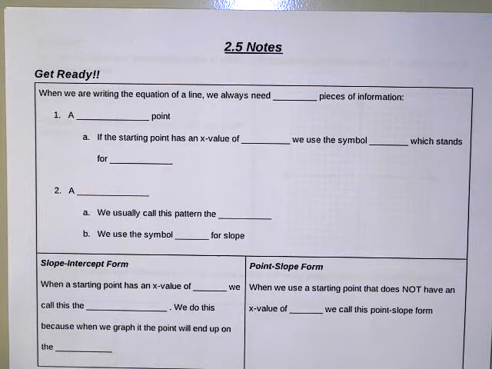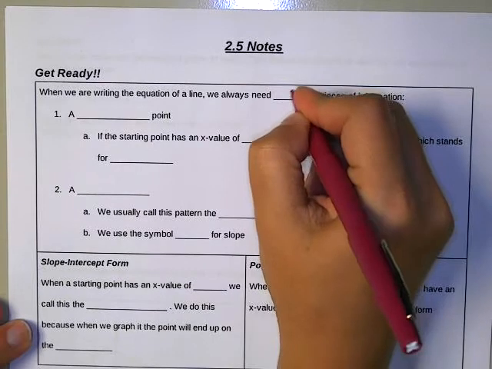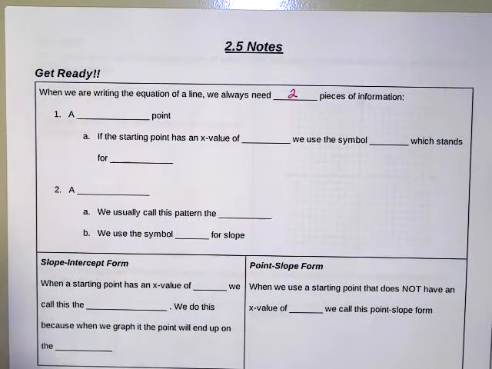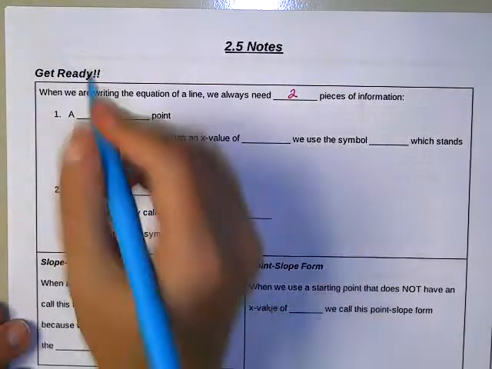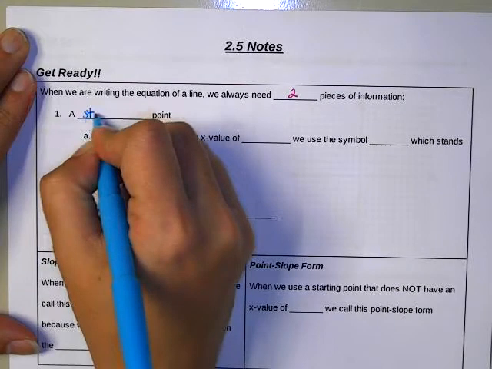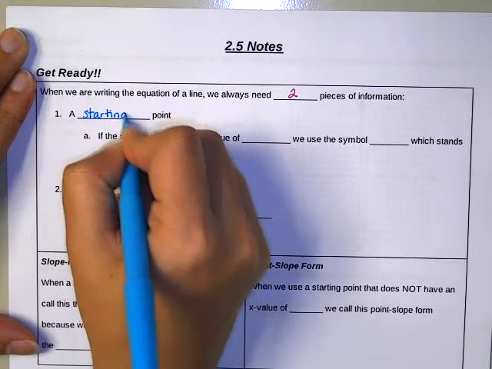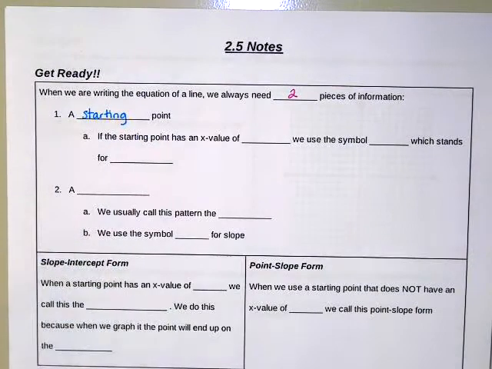So the first thing is, when we are writing an equation of a line, we always need two pieces of information. We're always going to need a starting point, and we are always going to need a pattern.